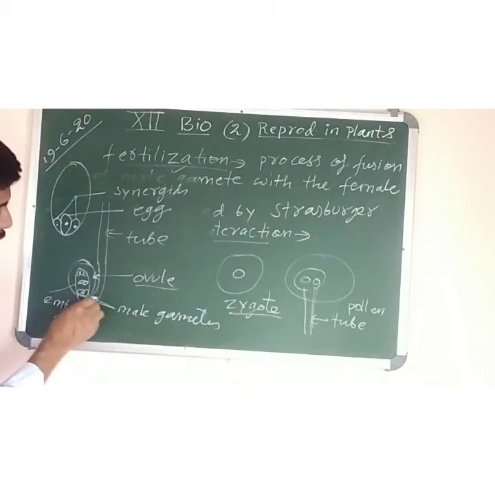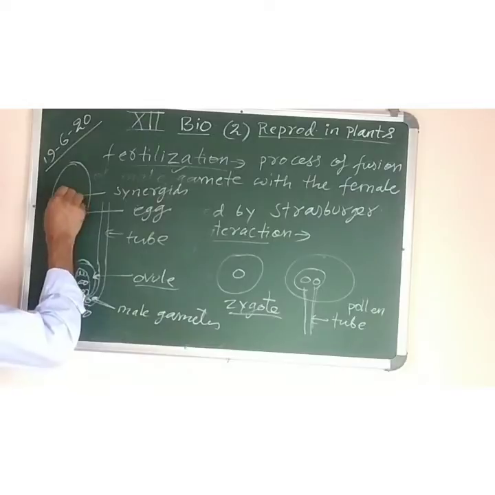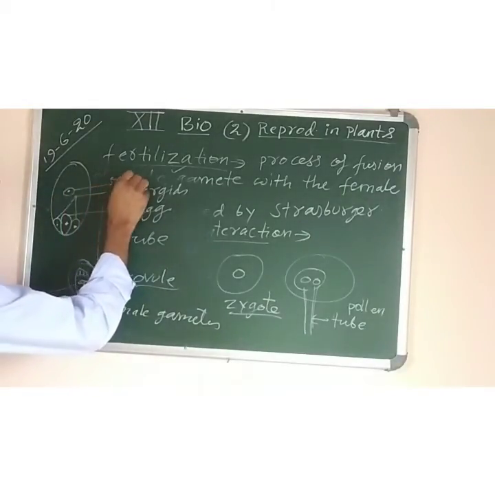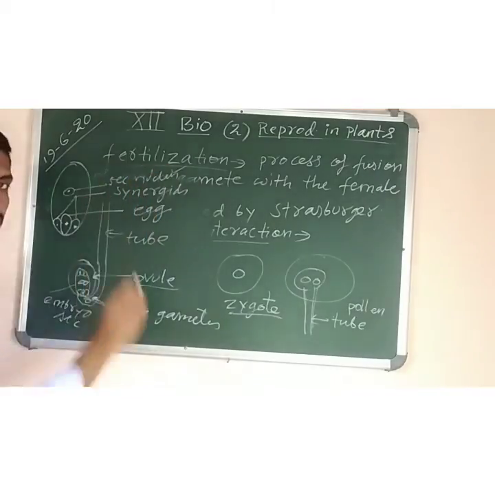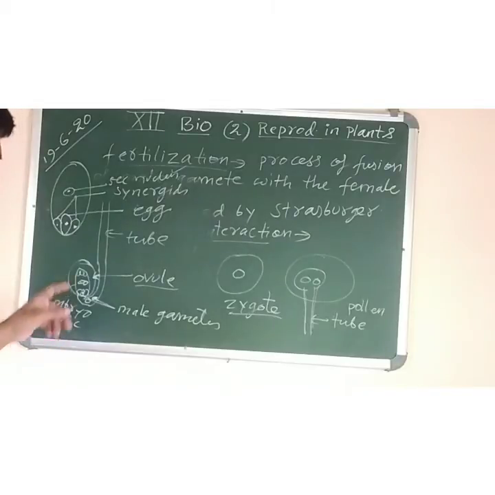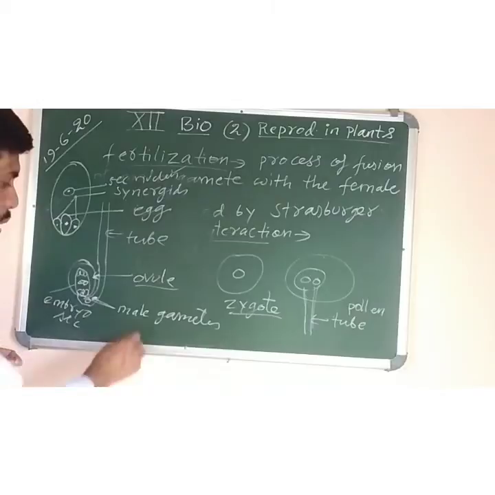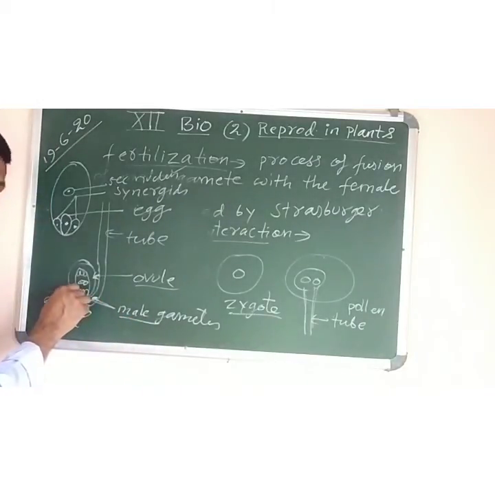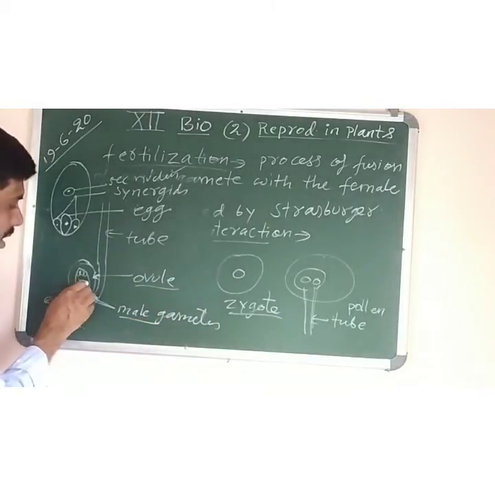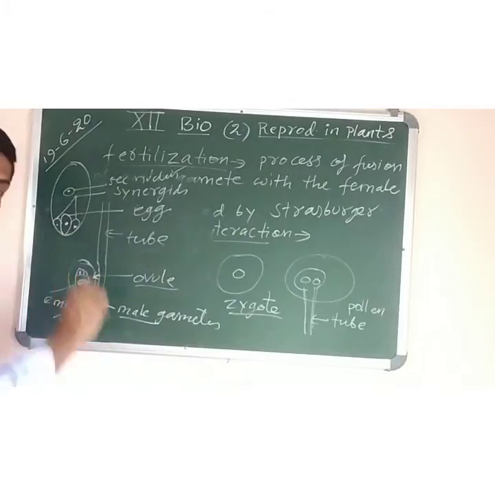The other male gamete, two male gametes are there, fuses with this secondary nucleus to form the endosperm. So this type of fertilization is called double fertilization. Why? Because fertilization occurs twice. One of the male gametes fuses with the egg cell to form the zygote. The other male gamete fuses with the diploid secondary nucleus which is present in the center of the embryo sac. That is called double fertilization.